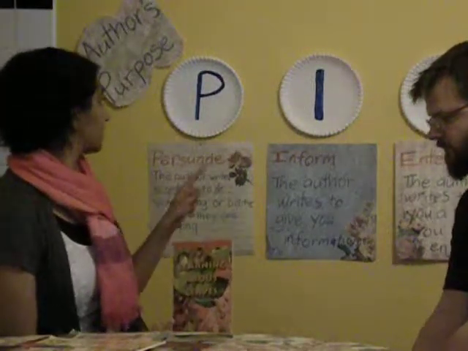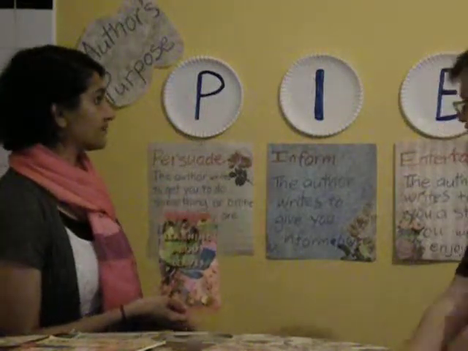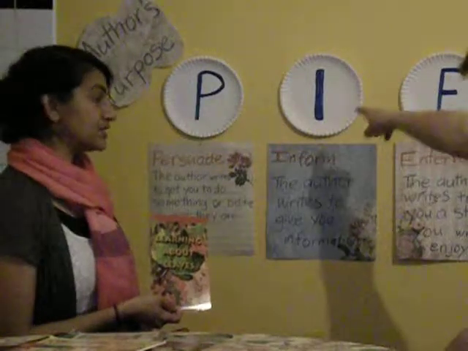Now, this book is about leaves. What do you think the author's purpose would be in this book? I think he wants to tell us about leaves. Can you point to the letter that would match the author's purpose for this book? He wants to inform. Very good. He wants to inform us about leaves, the different kinds of leaves. Here we can see all the colors and what happens to leaves in winter, fall, spring. A lot of interesting details here.